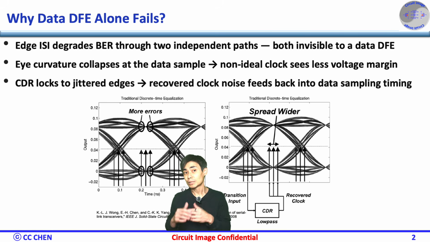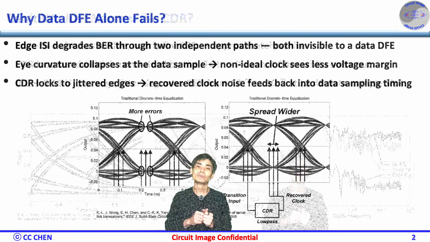So the problem becomes a loop. The edge creates bad clock. Bad clock creates worse data sampling. This is why data DFE alone can still fail, even if the data eye looks improved.